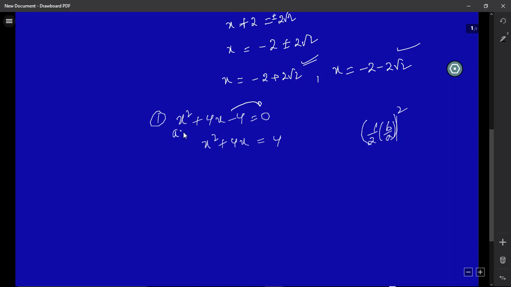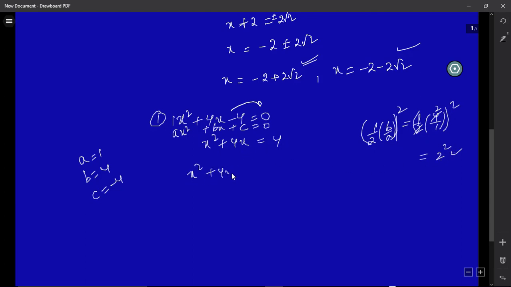Simple. You can compare this quadratic equation with the general form of a quadratic equation, which is ax square plus bx plus c. So now you know that the value of a is 1, the value of b is 4, the value of c is minus 4. So we'll just substitute here. The value of b is 4, so in place of b I'm writing 4. In place of a I'm writing 1, the value of a is 1 here, whole square. Half of 4 is 2, so what do I get here? 2 square. So this is what I have to add on the left hand side and the right hand side.